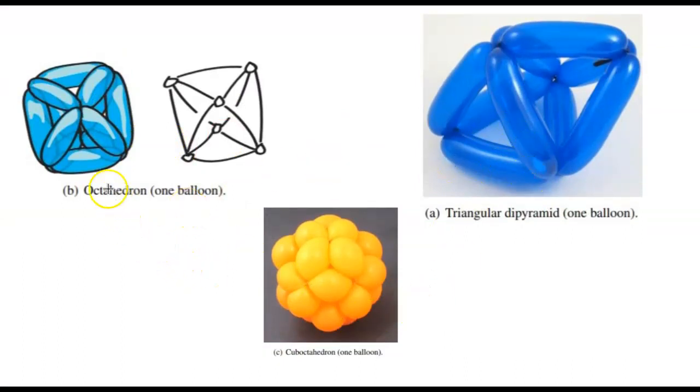So on the internet, and please don't use any of these pictures for your project, the first one is called an octahedron. It is a 3-dimensional shape made out of more than one balloon, but we'll figure that out later. We've got vertices right here, and then they just drew this shape.